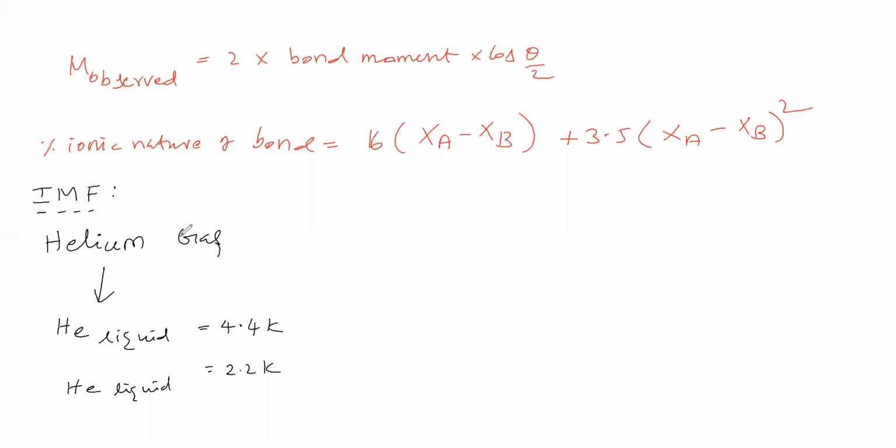Since we can convert helium gas into helium liquid, will there be any force of attraction between helium molecules or not? Think about it. Gas converting into liquid means what? Molecules are coming closer. What is the difference between gas and liquid? Gas means molecules are far away, liquid means molecules are closer, and solid means molecules are still closer. Why are molecules coming closer? Because of the attractive force between the molecules. That attractive force is called the intermolecular force of attraction.